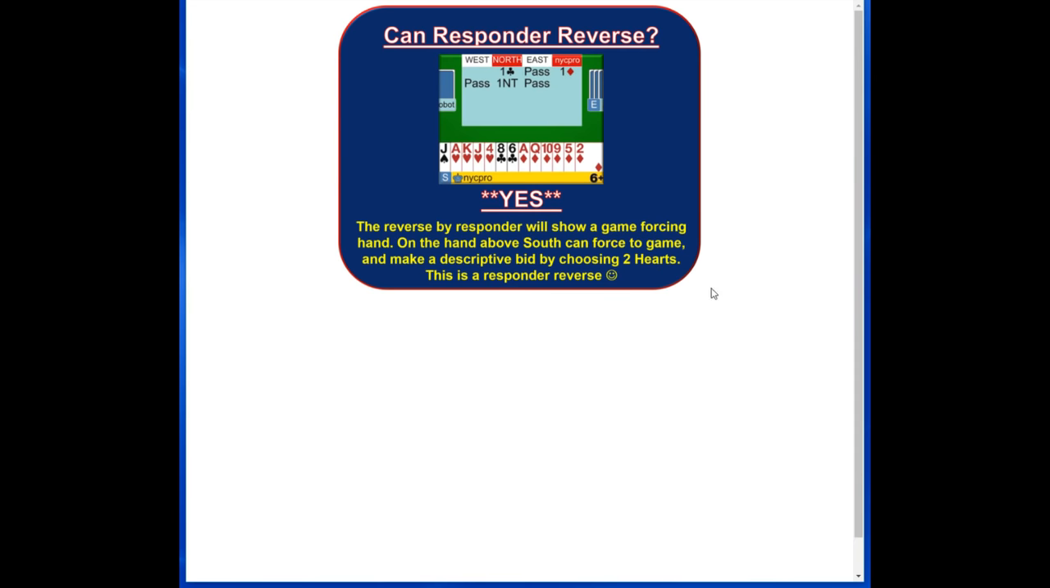And the question I have at the top of your screen here is, can the responder reverse? And the answer is absolutely yes. And the reverse by responder is a little different, though. It does not have to show 17 plus, because in this situation, partner's already opened the bidding.